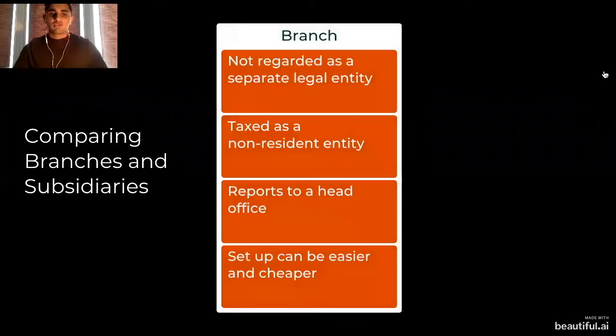So with a branch, it's not regarded as a separate legal entity. It's taxed as a non-resident entity, as if it's a foreign company. It reports to a head office, which would be the parent company in the USA, but often its setup is much easier and much cheaper.